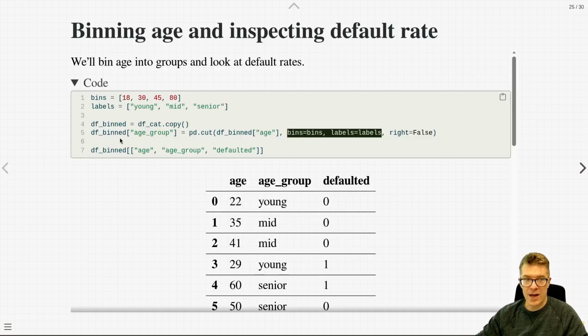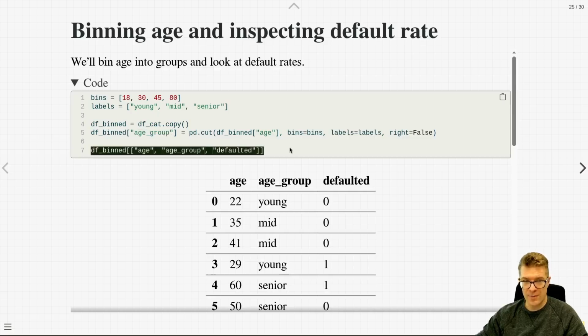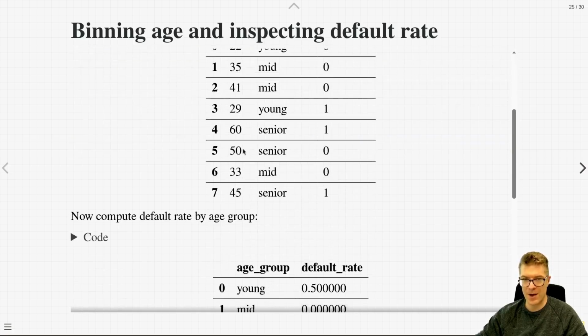And then regardless, now I've cut the age data, the numerical data, down into these bins, and I've stored those bin labels, which I get from here, and I've specified here. I've stored all of those labels in this new column called age group, and now just show me age group and whether they've defaulted or not, and then I print this up automatically.